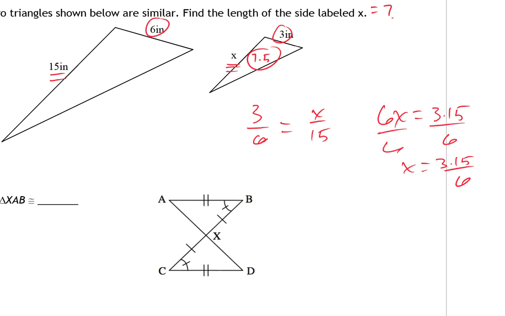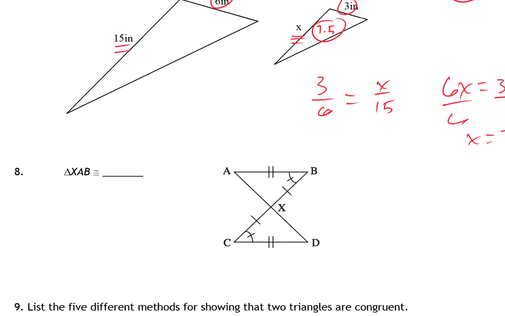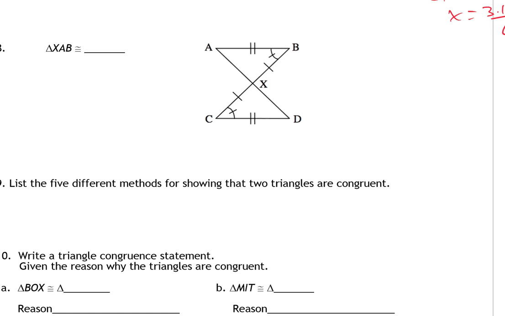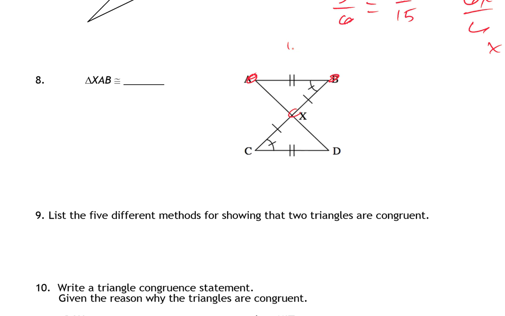Triangle XAB. Let's see, from X to A to B. Is that congruent to which triangle? From triangle X to D to C. Very good. By the way, what method are those two triangles congruent by? Side angle side. Definitely we have side angle side there. Yeah, okay, very good. Next.